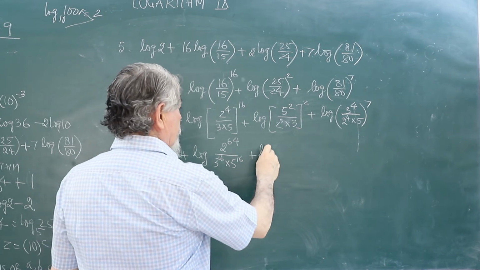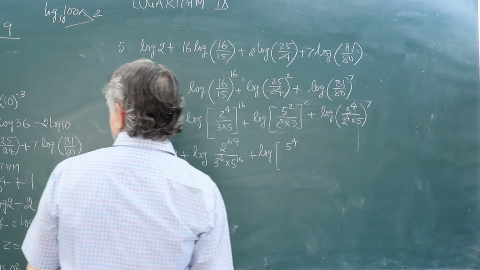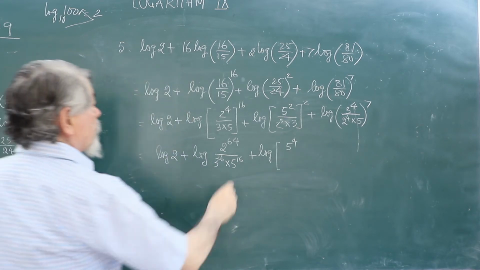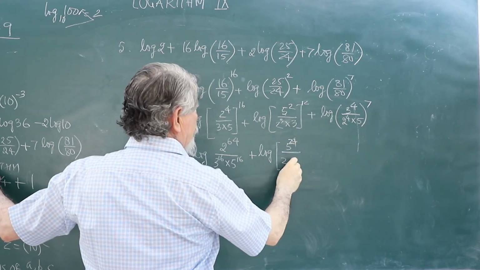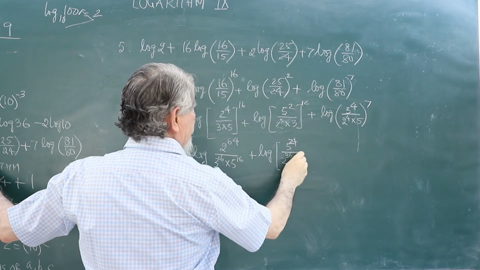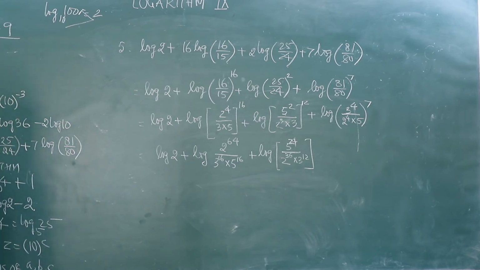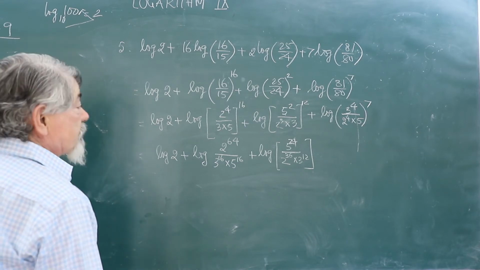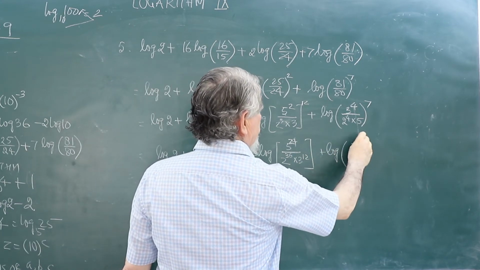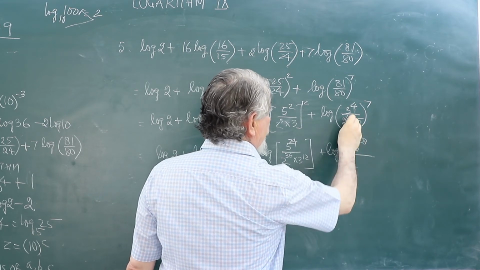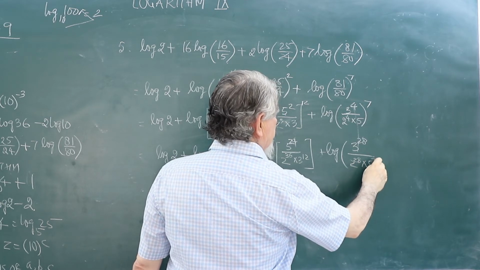Similarly, plus log, it will be 5 to the power 12, not 4, it is 12. 12 2s are 24, and 2 to the power 12, 3s are 36, and 3 to the power 12. Because it was 12, not 2. After that, it is power 7, so it is log 3 to the power 28 upon 2 to the power 4 7s are 28, into 5 to the power 7.